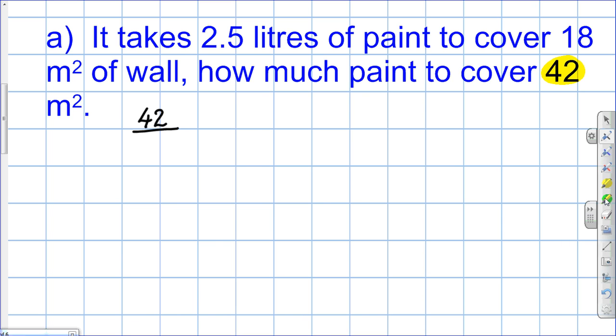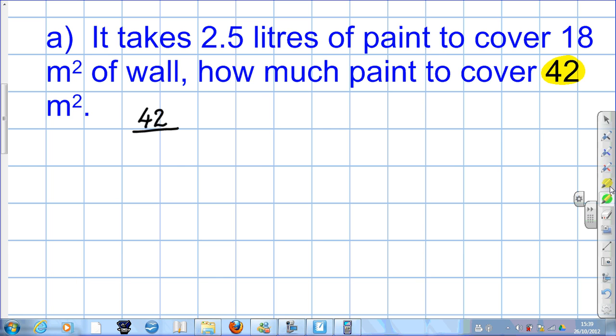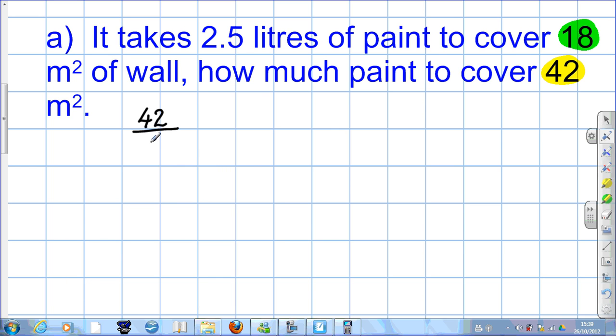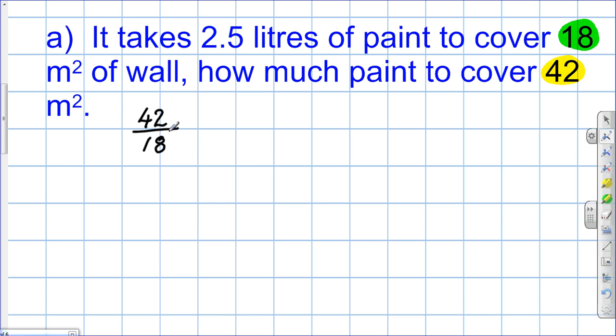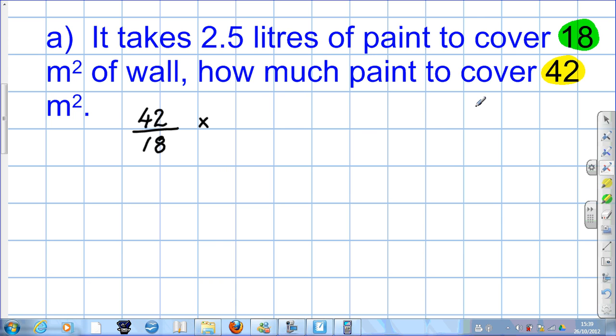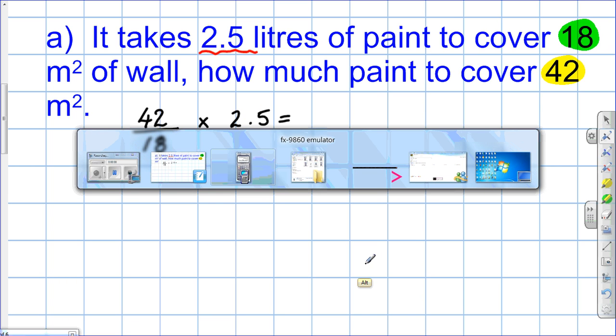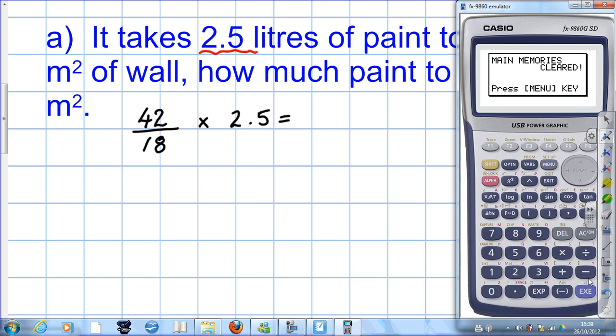Now, what's the other bit of information in this whole question that has the same units? Well, it's 18. So that becomes a second bit of information I write down, and I write it down as the denominator of the fraction. I then multiply that by the third bit of information I haven't used. So it's 2.5.